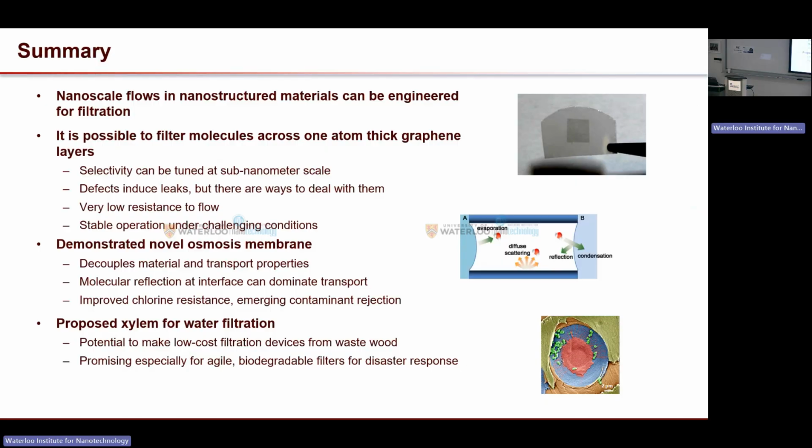So with that, I'll conclude here that nanostructured materials can be used to engineer flows and used for separations and filtrations. We showed that it's possible to filter molecules across just one atom thick membranes. There's a novel osmosis membrane concept using vapor nanobubbles, and the xylem tissue in wood can be used to make drinking water filters from waste wood.